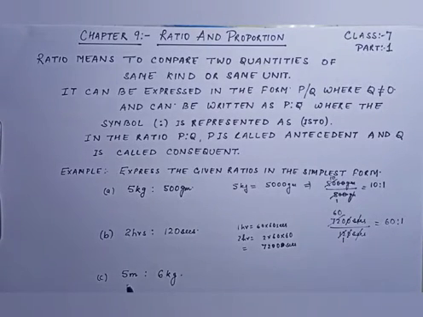Now let us see the third one. 5 meter is to 6 kg. Now we cannot convert meter into kg or kg into meter, so this ratio cannot be compared. I hope it is clear to everyone.